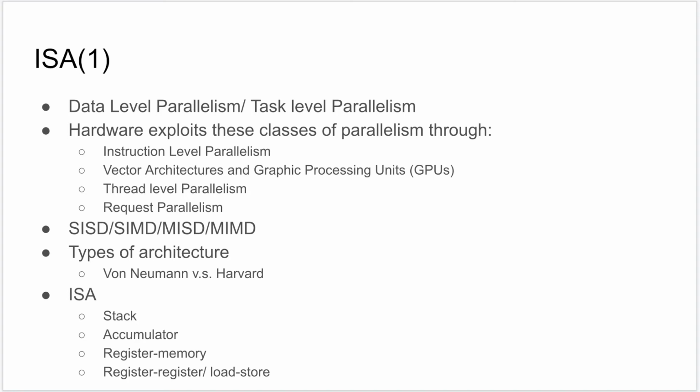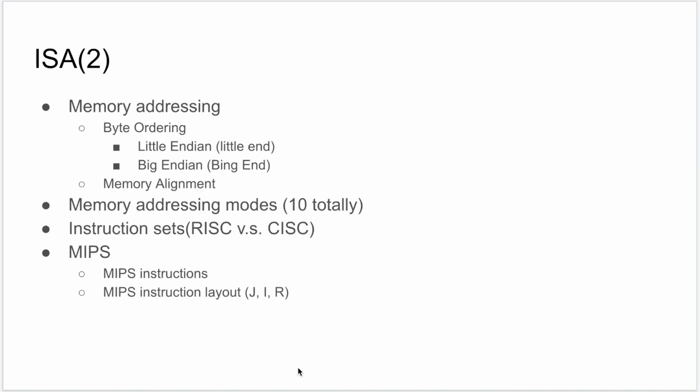The next part is instruction set architecture. It gives us four architectures in the professor's slides: stack, accumulator, register-memory, and register-register. Go through the slides quickly and know the basic idea of them. It will help us to understand better about the memory addressing, and it helps us to understand the data path. So next part is memory addressing, some basic concepts like byte ordering, little endian and big endian, memory alignment.